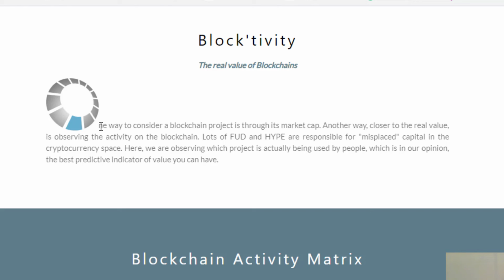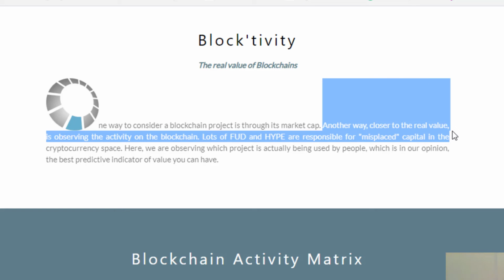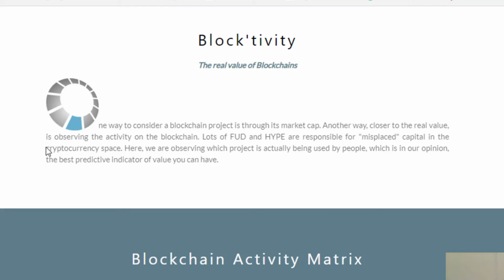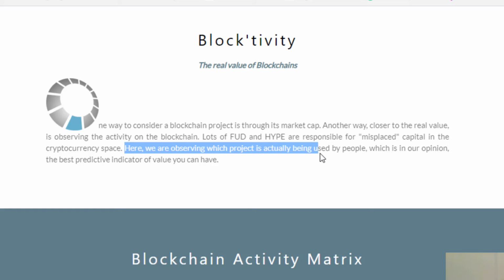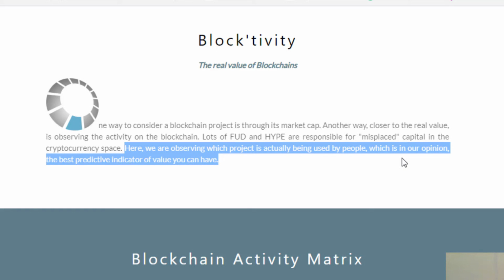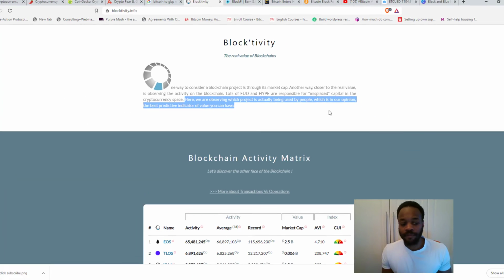Here, essentially, what it says is, another way closer to the raw value is observing the activity on the blockchain. Lots of FUD, which is fear, uncertainty, and doubt, and hype are responsible for misplaced capital in the cryptocurrency space. Here, we are observing which project is actually being used by people, which is, in our opinion, the best predictive indicator of value you can have.